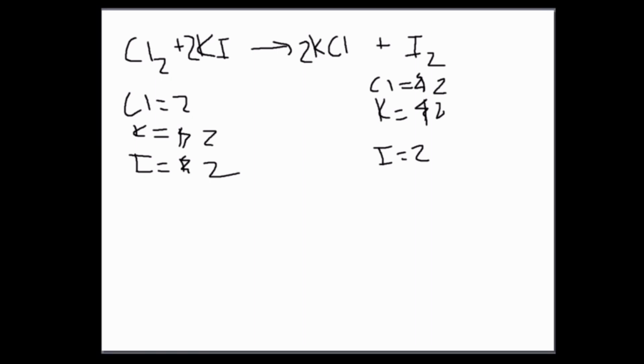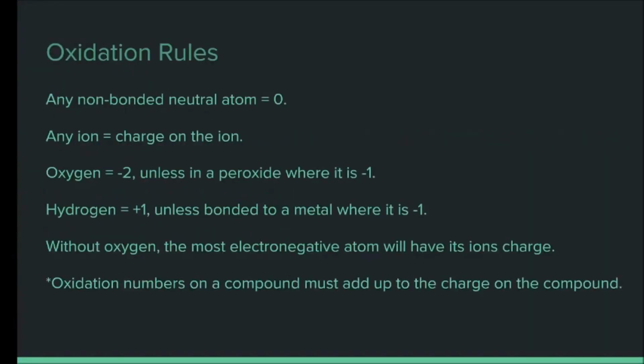So now it's time to look at the oxidation numbers of these. Again, chlorine is non-bonded, it's neutral, so the oxidation number is going to be 0. And on this side, iodine's oxidation number is 0, non-bonded, neutral. And then the most electronegative atom, as we can see from here, without oxygen, will have its ion's charge.